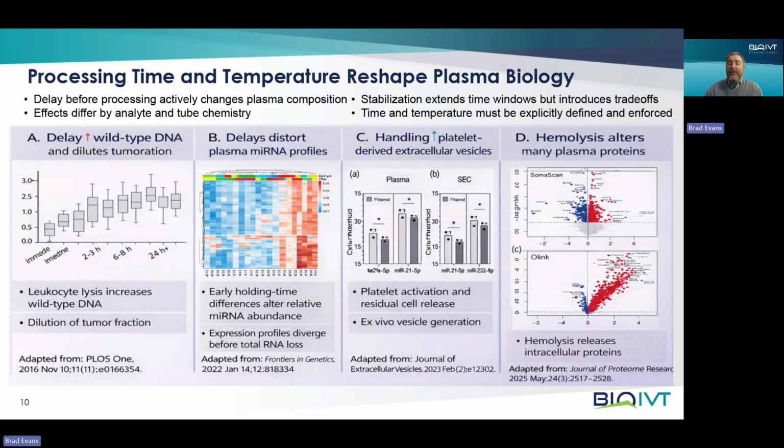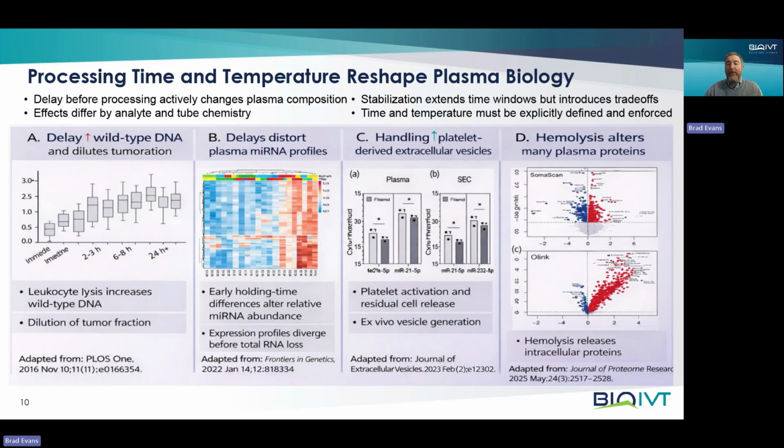Panel C moves to extracellular vesicles. These graphs show that handling conditions influence platelet-derived EV markers. As time and handling stress increase, you see higher EV signals consistent with platelet activation and residual cell release. This is ex vivo vesicle generation, not necessarily disease biology, so delays can artificially inflate EV measurements.